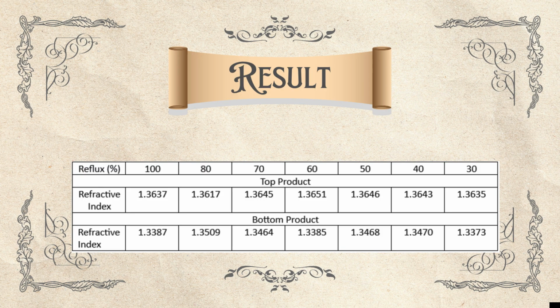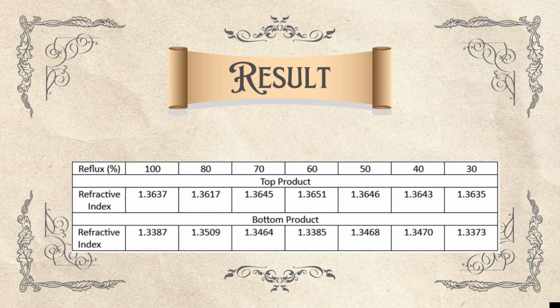Alright, the table shows successful separation in a batch distillation process where the top product maintains a consistently high refractive index from 1.3617 to 1.3651, indicating a high purity of the more volatile component, while the bottom product shows significantly lower values, 1.3373 to 1.3509, due to the concentration of the less volatile component in the reboiler.